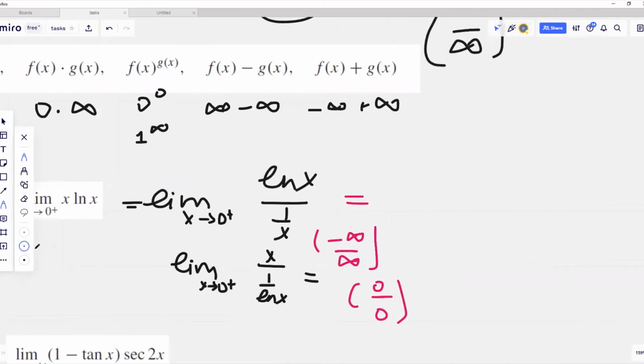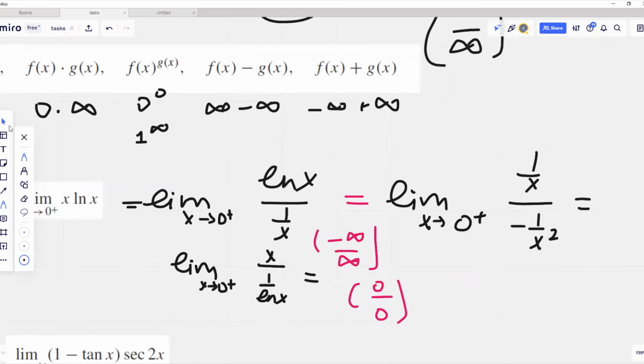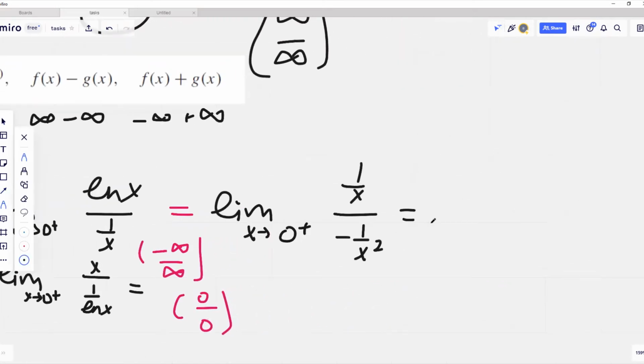easier. All right, so here we have the limit when x is approaching 0 plus, then the derivative of the numerator is 1 over x, the derivative of the denominator is minus 1 over x squared. So this is then the limit when x is approaching 0 of minus x, which is equal to 0.